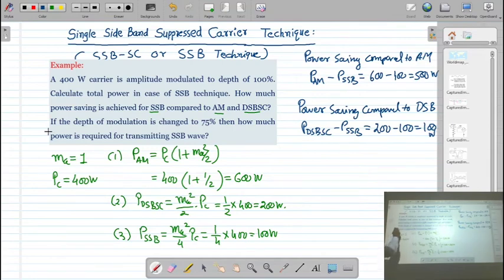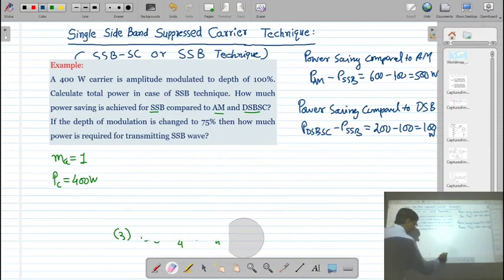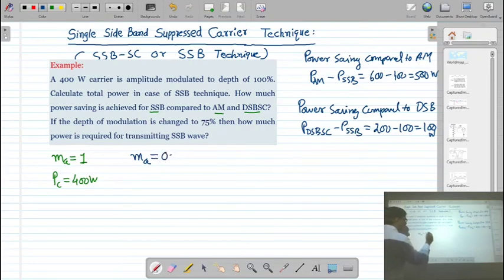Now what is the second question? That if the depth of the modulation is changed to 75%, then how much power is required for the SSB wave? Remember that here in the second part of the example, modulation index is given as 0.75. Then you have to calculate how much power is required for the transmission of a SSB wave.